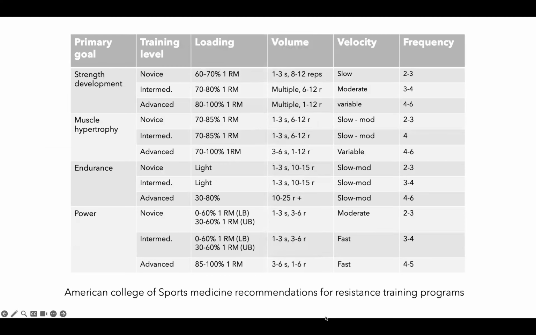This table was actually taken from the American College of Sports Medicine guidelines for exercise testing and prescription, and it provides recommendations for resistance training programs for different training level experiences and for different goals. So you can see the training program for someone whose goal is around endurance is going to look really different than someone who has a goal around strength development. Additionally, what we see is that there are changes and differences between someone starting out and someone that is more advanced when it comes to the load, volume, velocity, and frequency of workouts.